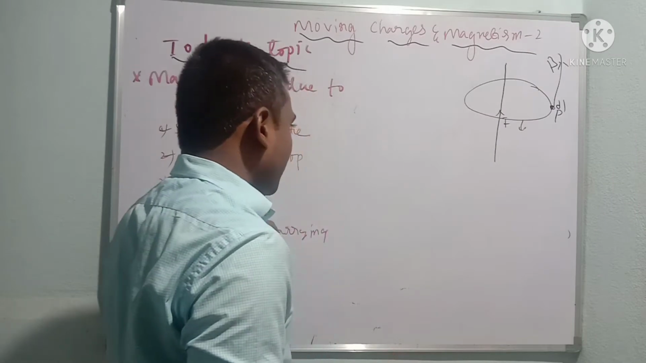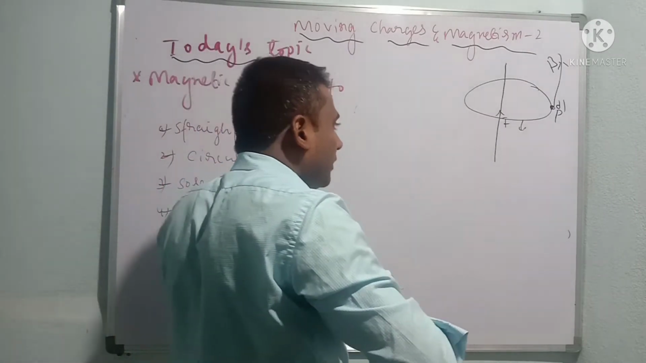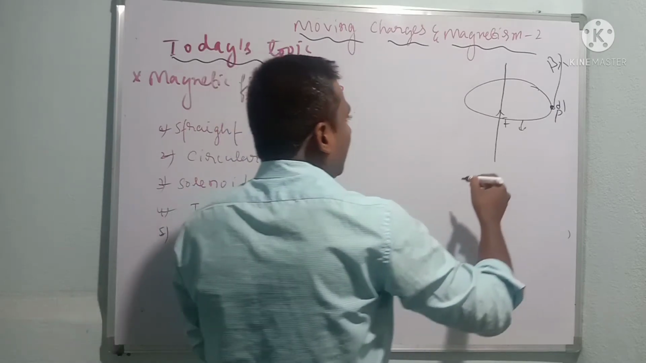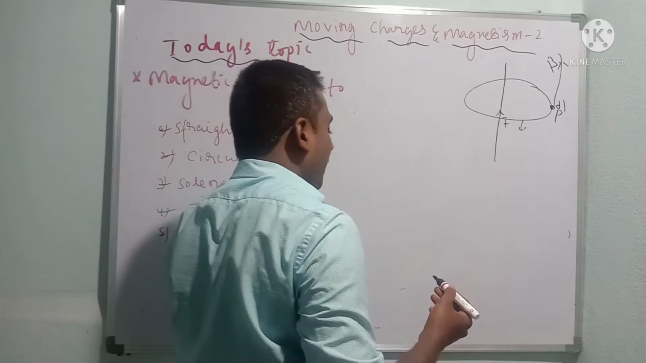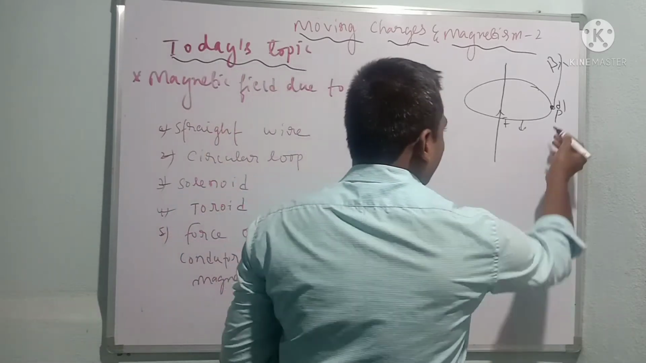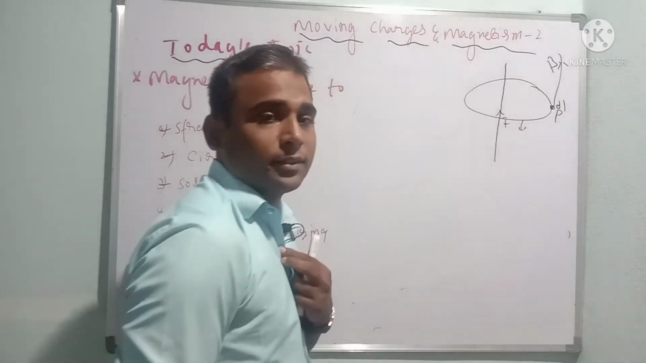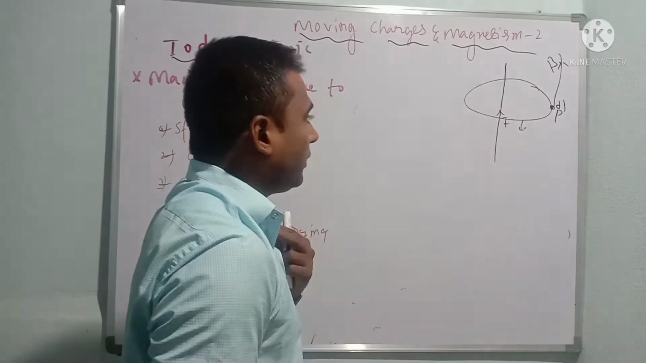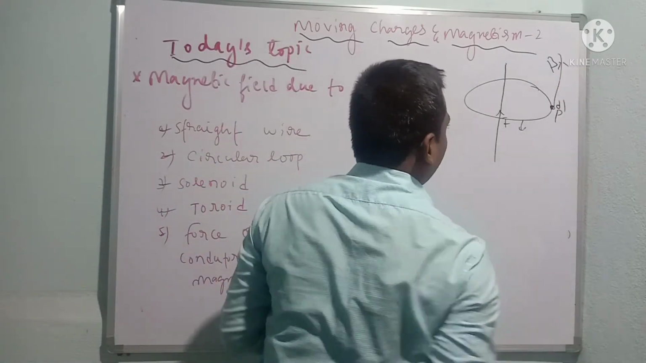Dear children, it is very easy to understand. What happens here is very simple. The current is moving in this direction, and the magnetic field is present around it. So now here we want to find this magnetic field.